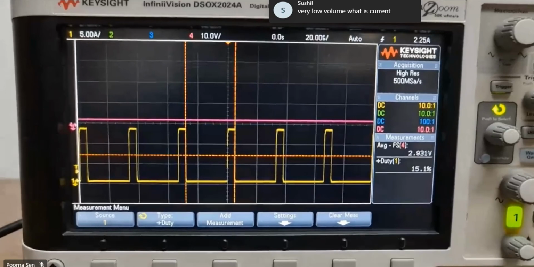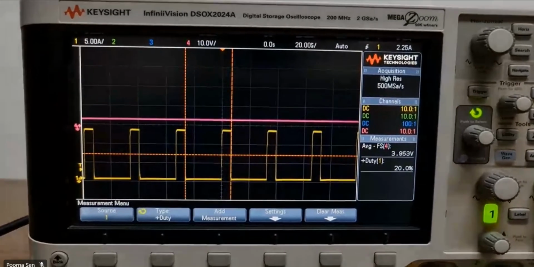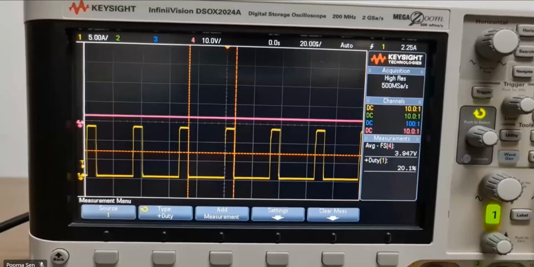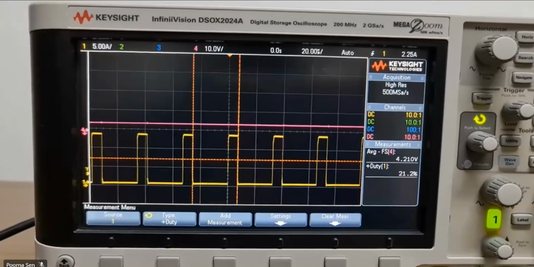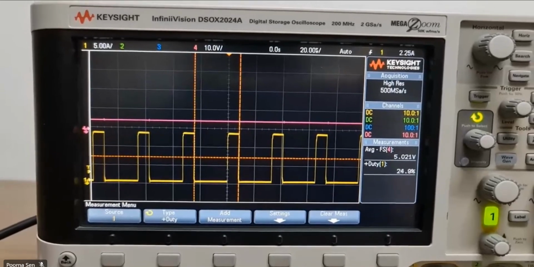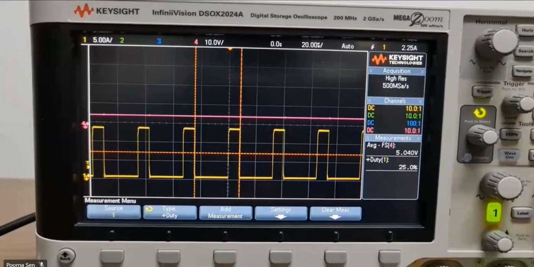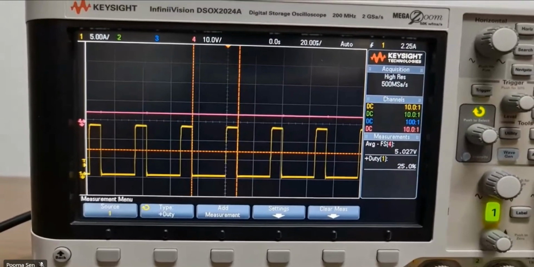Duty ratio is now 15.1%. Output voltage is 2.94 volts and load current is 40 milliampere. Duty is now 20%. Output voltage is 3.95 volts and load current is 55 milliampere. Duty ratio is 25%. Output voltage is 5.045 volts and load current 70 milliampere.